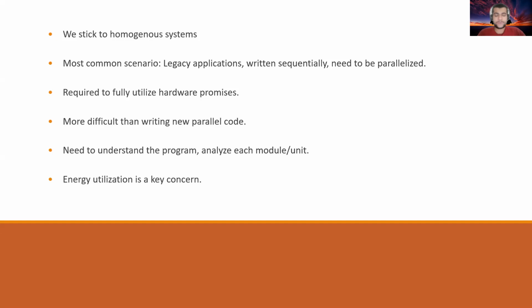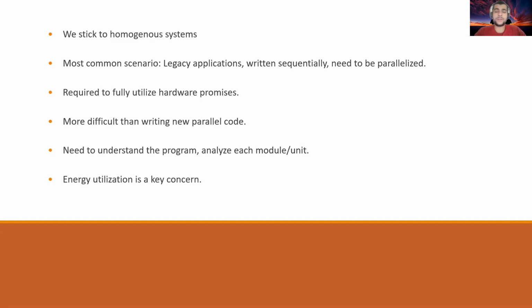So for the rest of our discussion, we stick to homogeneous systems, which means multiple CPUs with multiple cores, but we'll talk about just CPUs. Okay, and then the most common scenario these days is converting legacy applications which have been written over 10, 15 years, and have been evolving for the past 10 years, but they have all been written sequentially, and now they need to be parallelized.